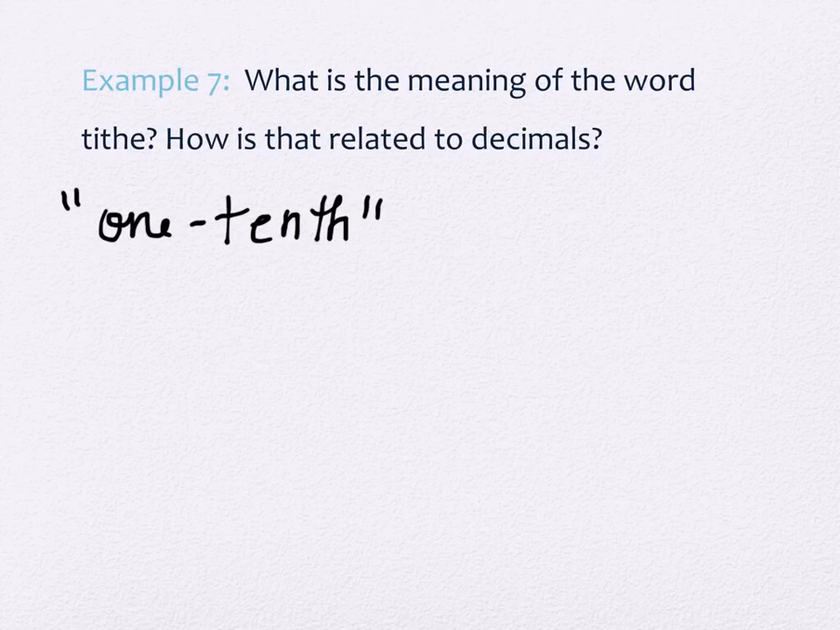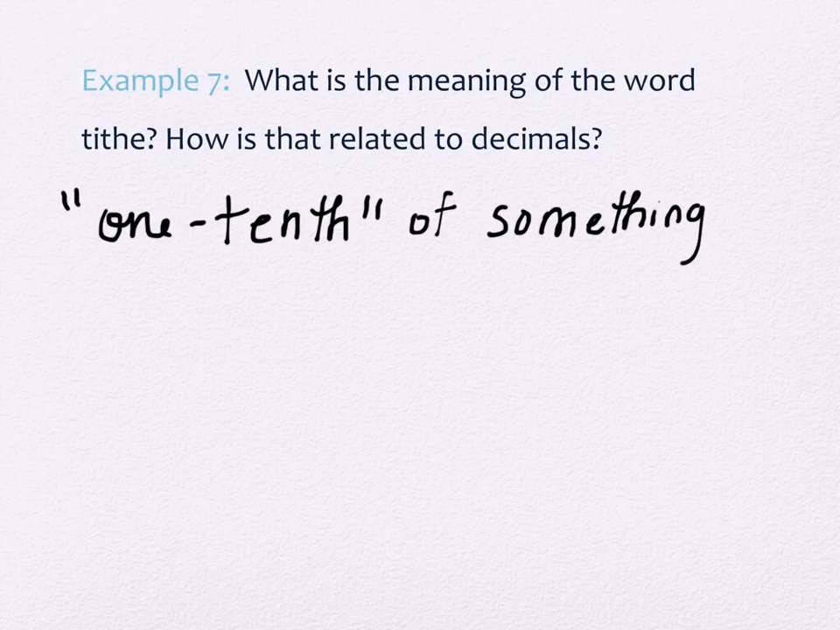How is that related to decimals? Okay, it's something out of 100. What did you say, Catherine? 1/10 of something. Okay, so this is 1/10 of, and when we use it in the evangelical Christian church, we mean 1/10 of our income, right? So in general, it means 1/10 of something. I'm going to put income here because that's how we use it in our language.